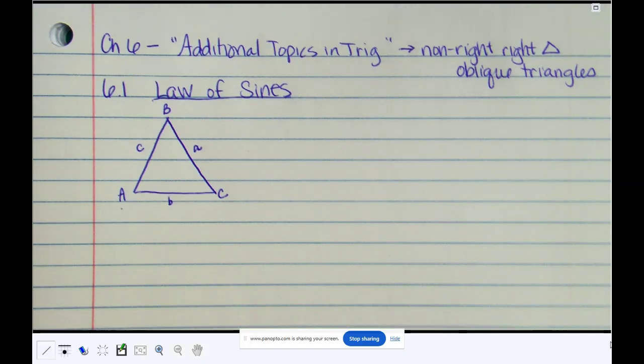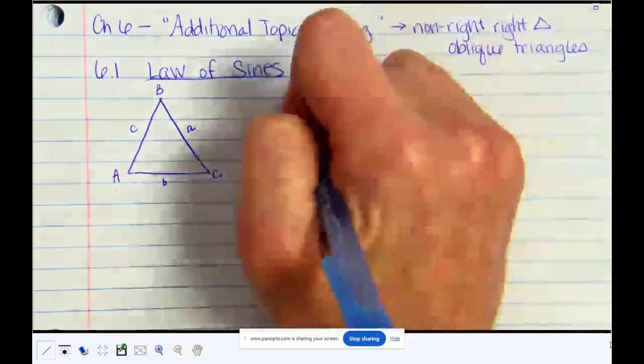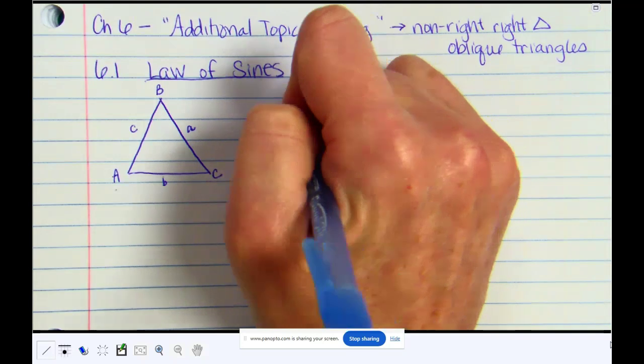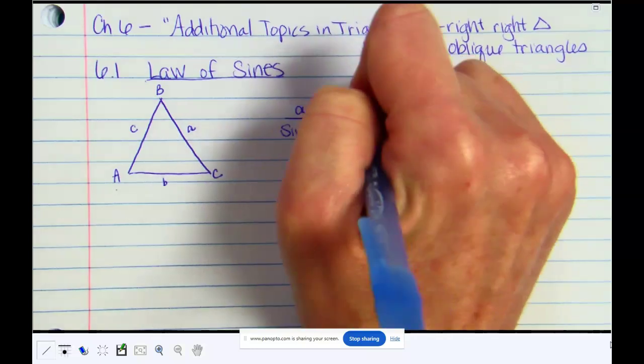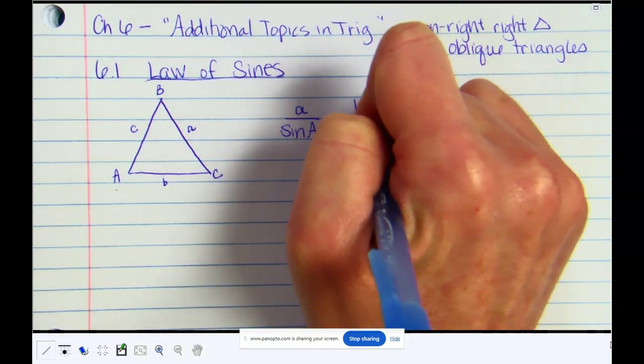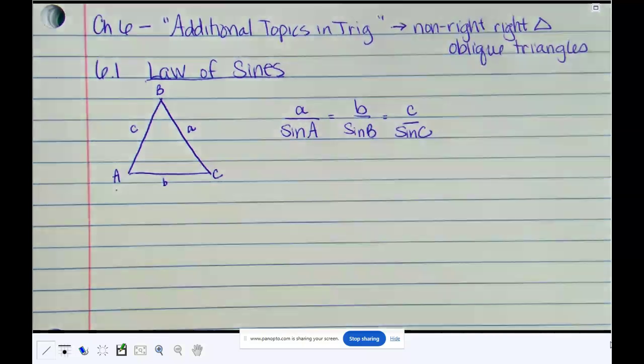Okay, so the law of sines. Yeah, this is the law of sines, but you may want to write it on your pink paper because you're going to need it.